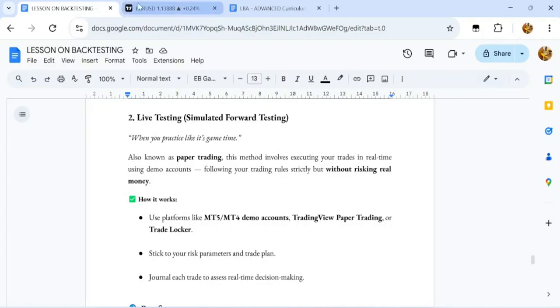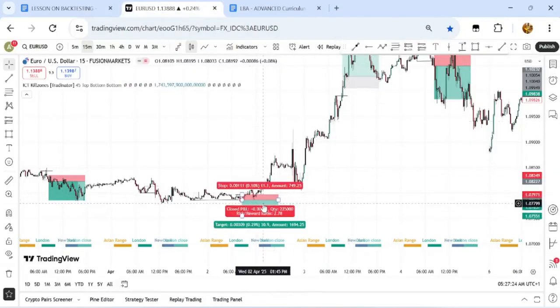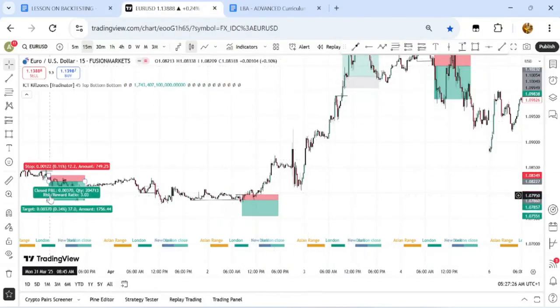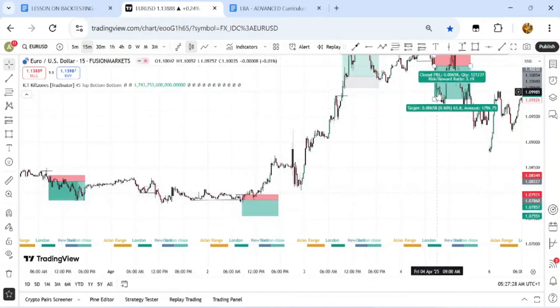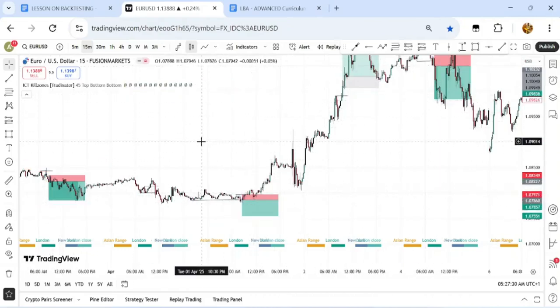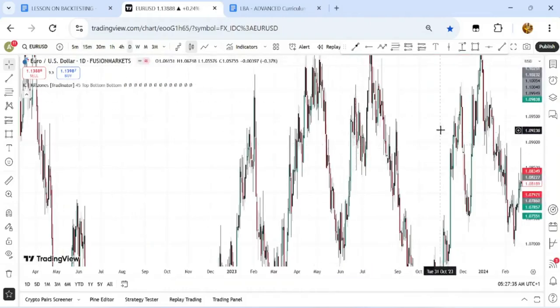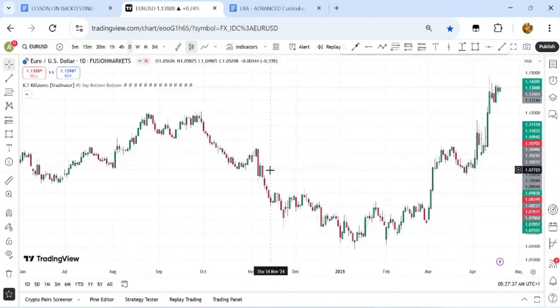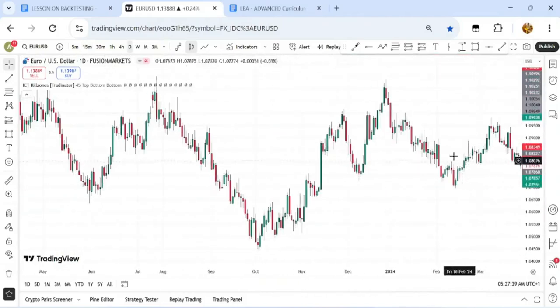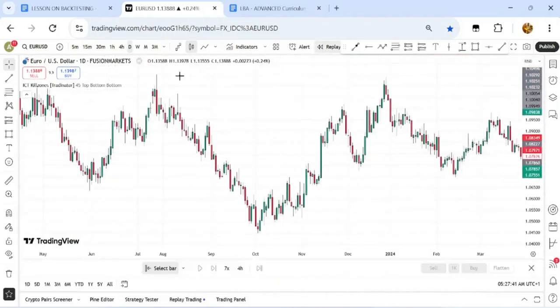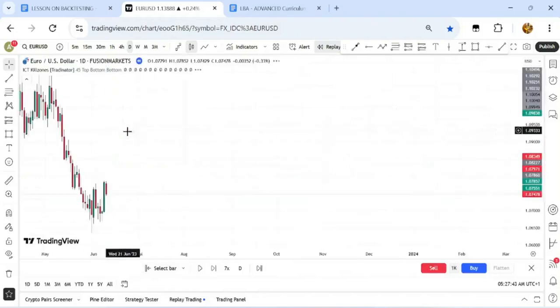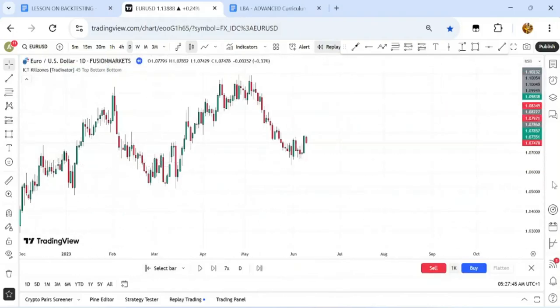So now coming to this point like this, you see this is markups. This is still back testing, but we refer to this as markups. So now what do we refer to as live testing? So these are price data, these are past data. So now me coming here like this and using this replay to cut this at this point.